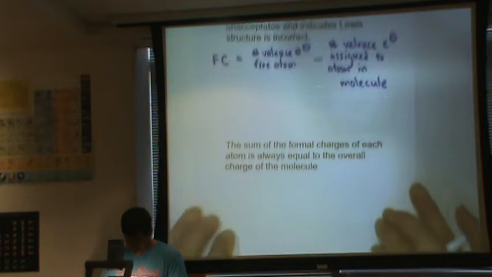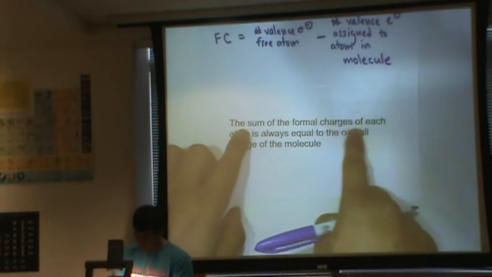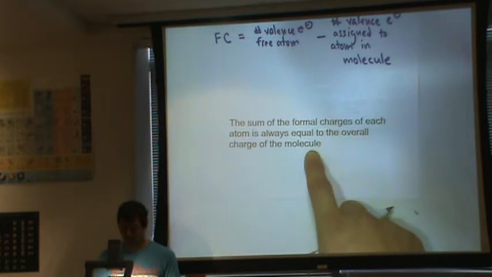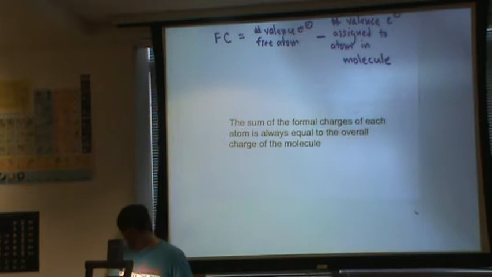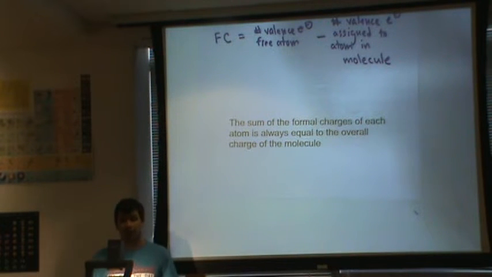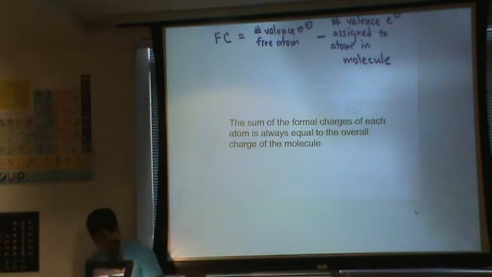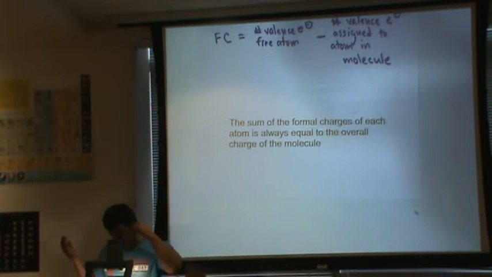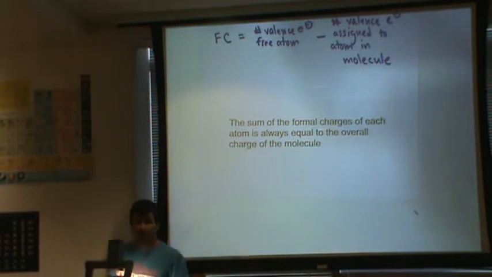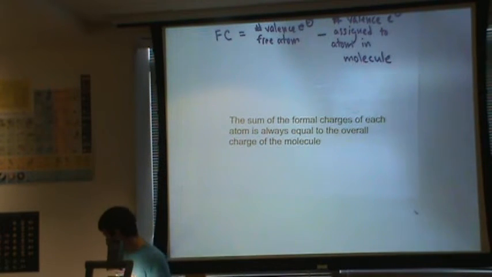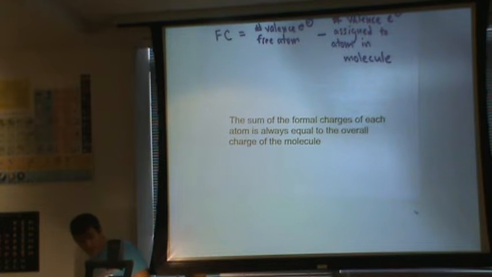The nice thing about formal charges is the sum of the formal charges of each atom is always equal to the overall charge of the molecule. If the formal charges sum up to a different charge than the molecule's, you done goofed. The formal charge is incorrect. Maybe the structure is wrong. Maybe you should have put a 5 down instead of a 6. Who knows? But if the overall charge of the molecule is not equal to the sum of the formal charges, then something is inherently wrong.